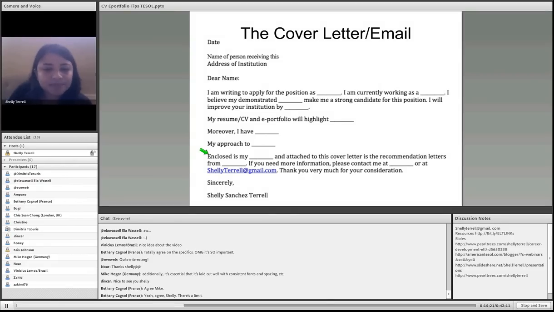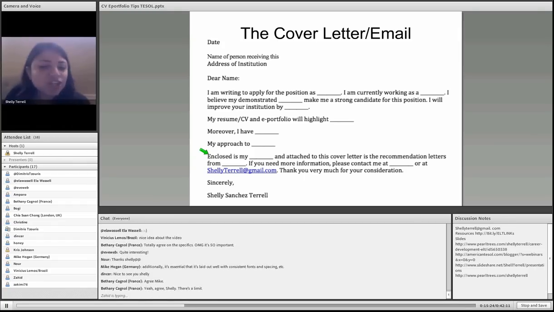Include the link. Enclosed is mine. Whatever you enclose: your recommendation letters, your portfolio if they ask for a portfolio, your cover letter, your curriculum vitae, your resume, depending on what the institution wants. Make sure the recommendation letters are from people in the field who have actually done great things and are your mentors in the field, because that'll look much better. If you need more information, please contact me.